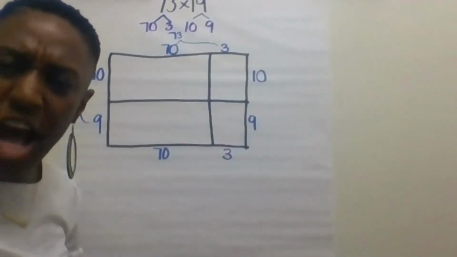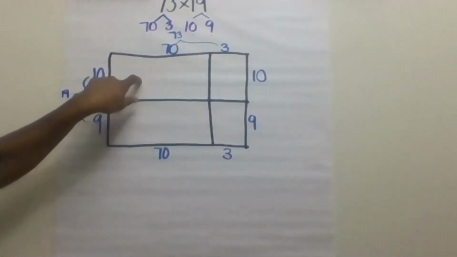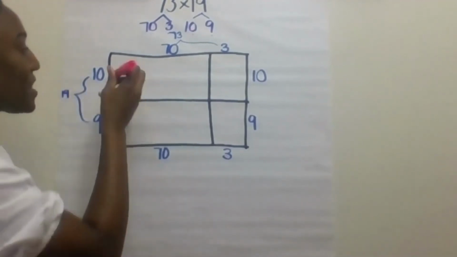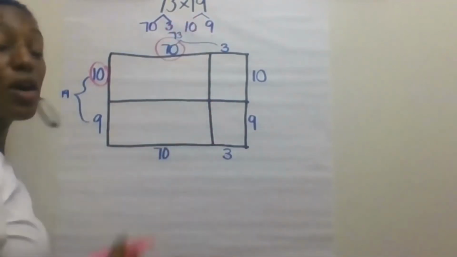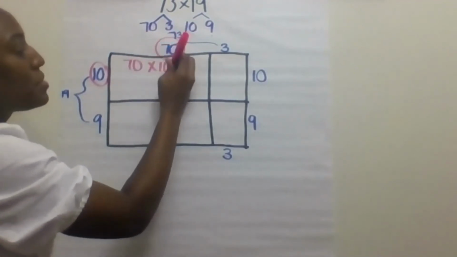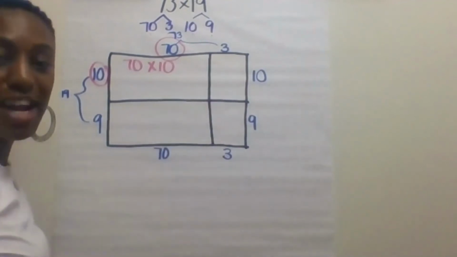All right, I'm going to need your help telling me the number sentences for each one. Let's start with this rectangle. What's the length? Yes, 10. What's the width? Yes, 70. Tell me our number sentence. 70 times 10. Perfect. Let's head over to this part of my rectangle.